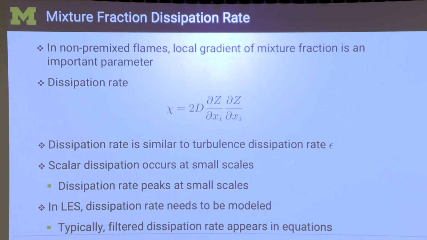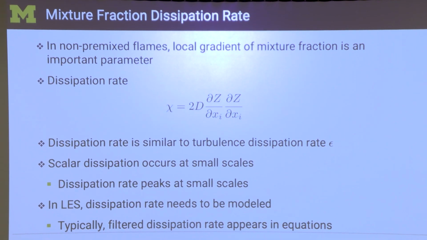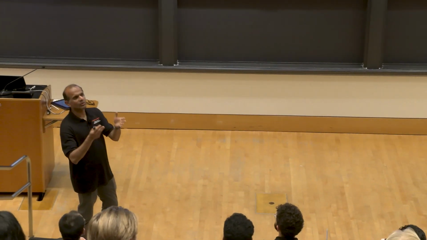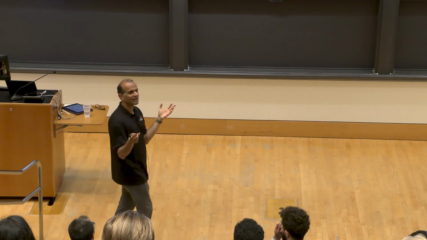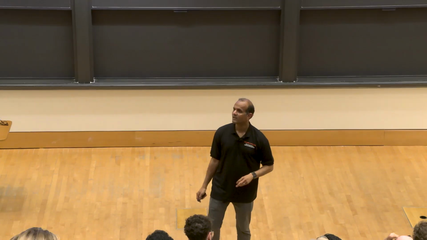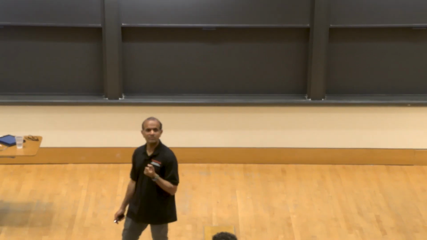Chi, which is the scalar dissipation rate. Okay, we talked yesterday about turbulence dissipation rate. This is the scalar dissipation rate. It's in Einstein notation, so when you have this repeated index, that means it's a summation. It's the gradient of x squared and gradient for y squared and gradient for z squared added up, right? So it's a summation of 3 components there.